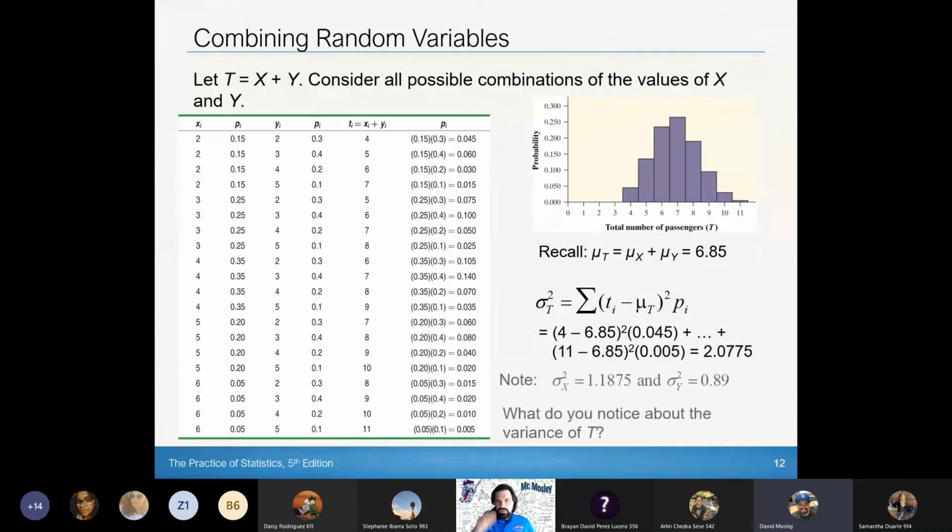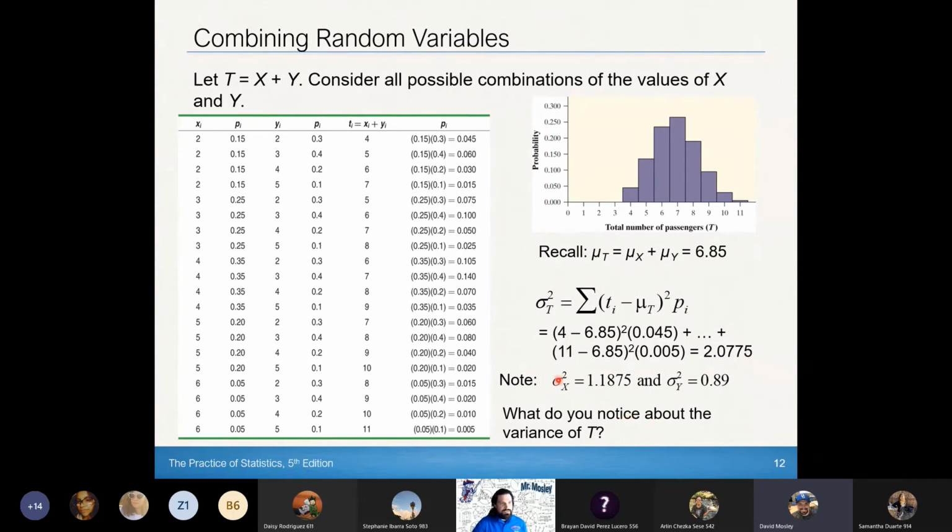However, something interesting has occurred. The variance for x was 1.1875, and the variance for y was 0.89. While we didn't get these directly, if we square the standard deviations of both distributions, we end up with these two numbers. The interesting thing is 1.1875 plus 0.89 gives us the variance of t, 2.0775.